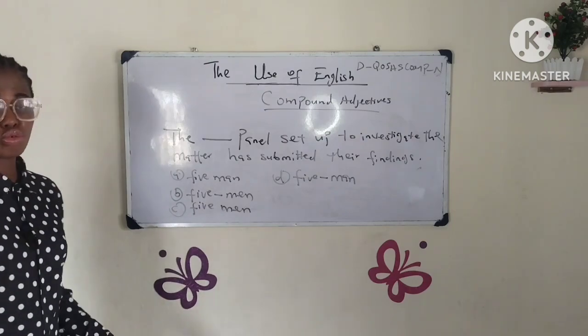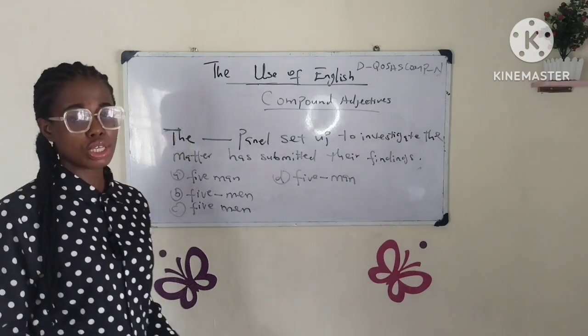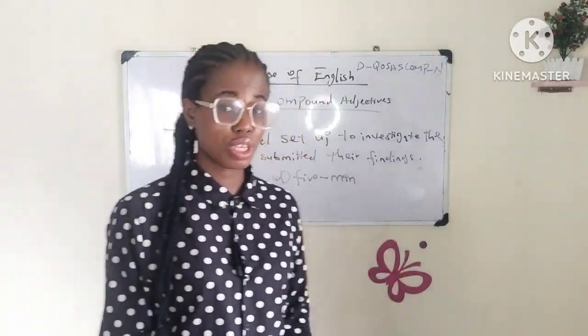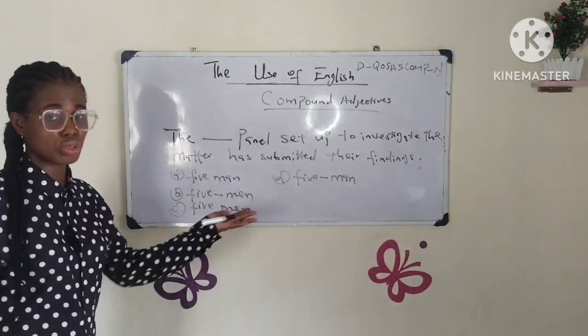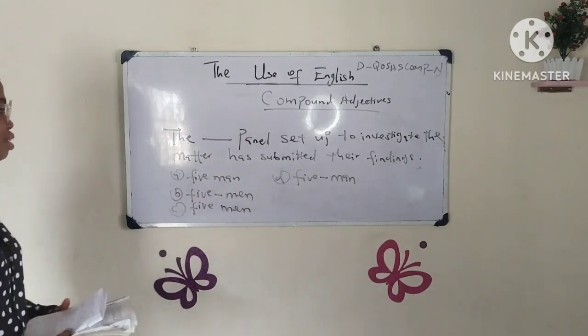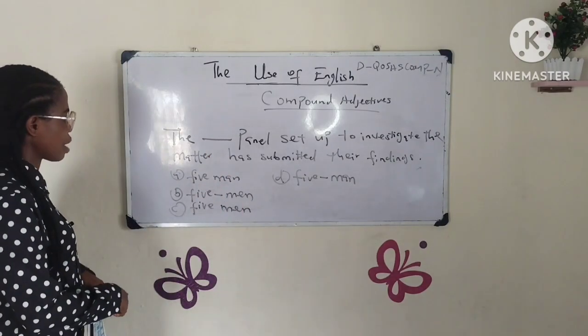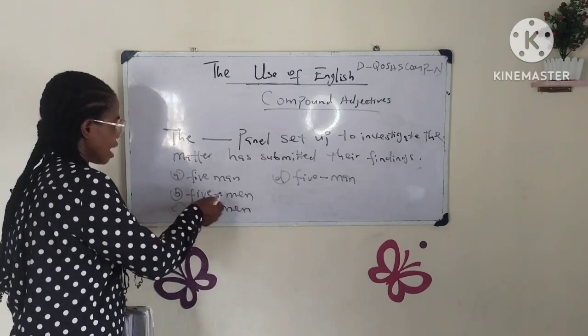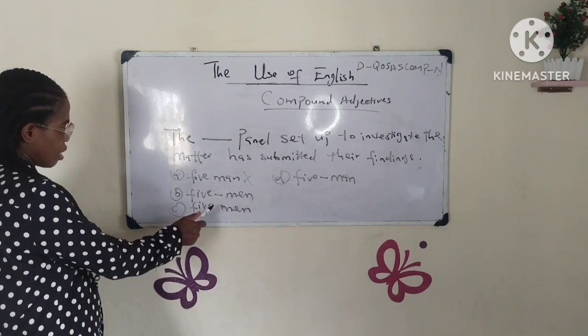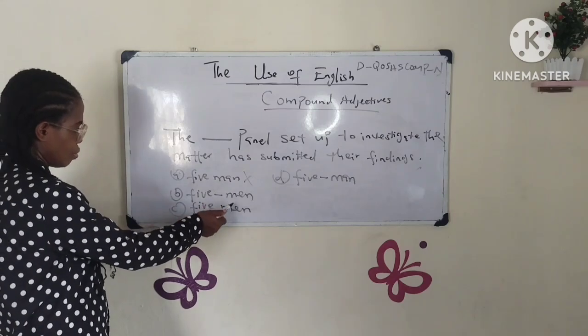Just the two rules. One, it must be hyphenated. Second, the noun must not be pluralized. So we are going to choose the option that obeys these two rules. Now let's see the options. Option A, we have 5 man, no hyphen. Check it off. B, 5 men, hyphen, yes, but men is plural. No.